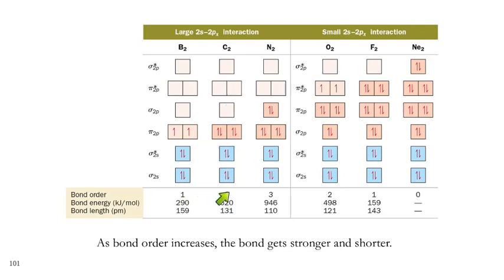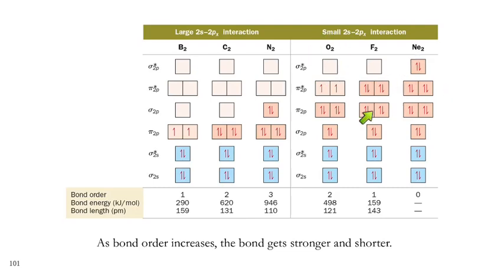C2 has a bond order of 2, because we've increased the number of electrons in bonding orbitals relative to the antibonding. N2 has a bond order of 3. The extra 2 electrons also go into a bonding orbital. We can see here as the bond order increases, the energy of the bond increases, and the bond length decreases, because a stronger bond is shorter, and a longer bond is weaker. A weak bond is longer.